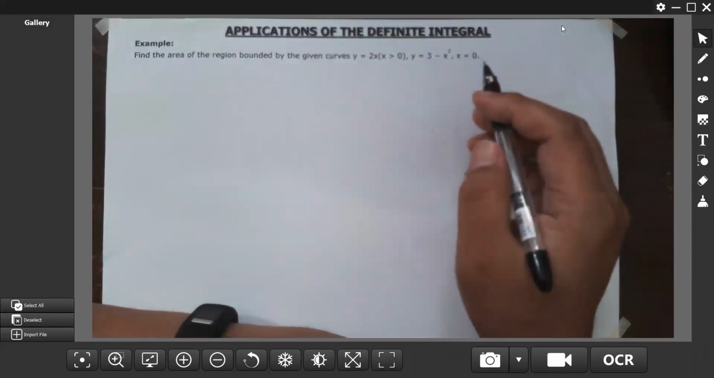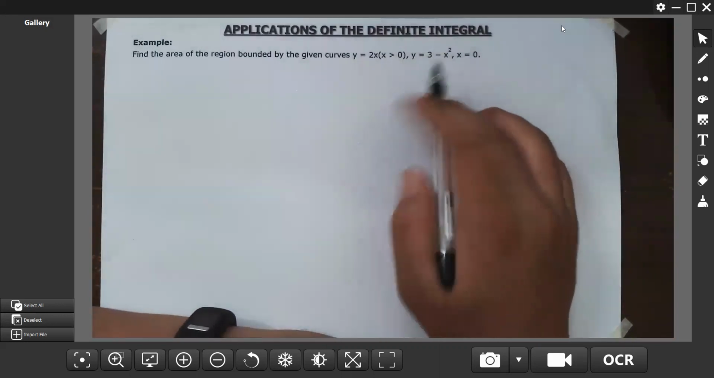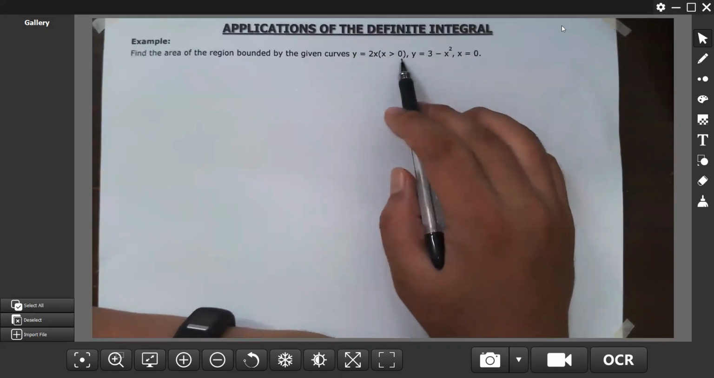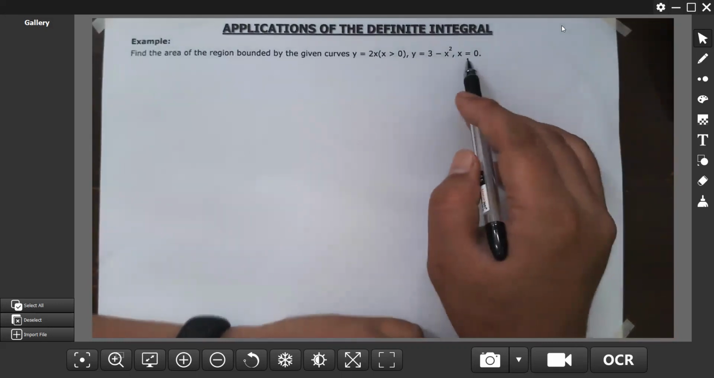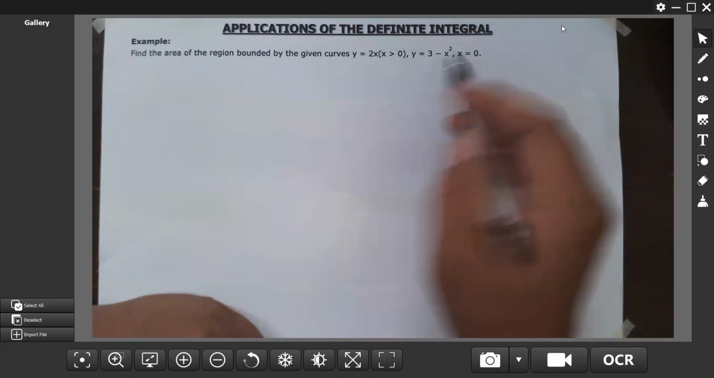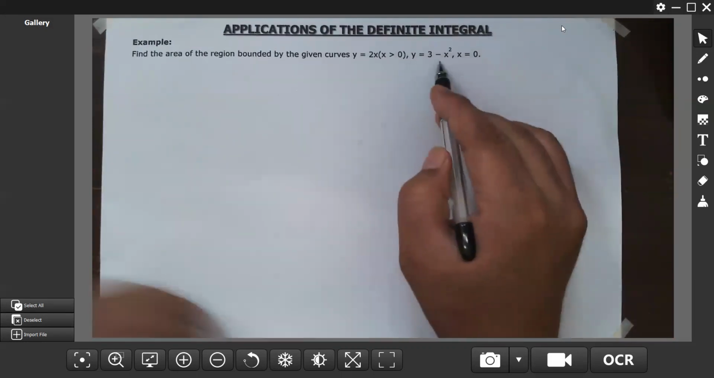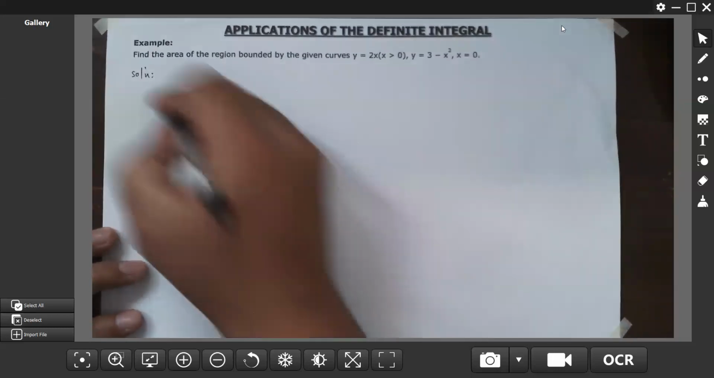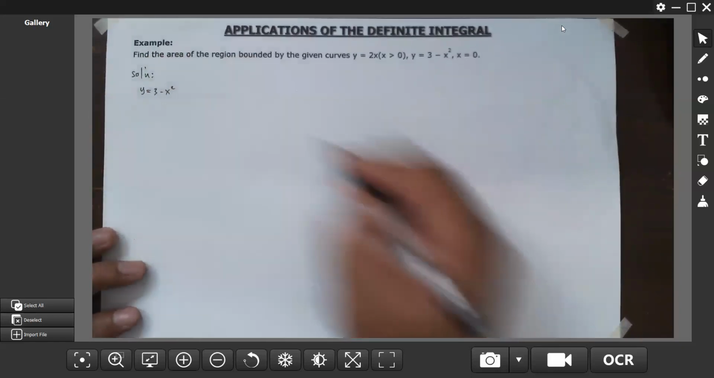Find the area of the region bounded by the given curves. Y equals 2x. Let's consider only x greater than 0. And then y equal to 3 minus x squared and x equal to 0. So first is this one. Let's transform this one to standard form. This is parabola. You have y equal to 3 minus x squared.